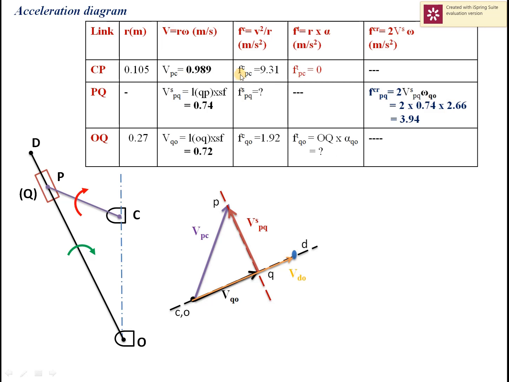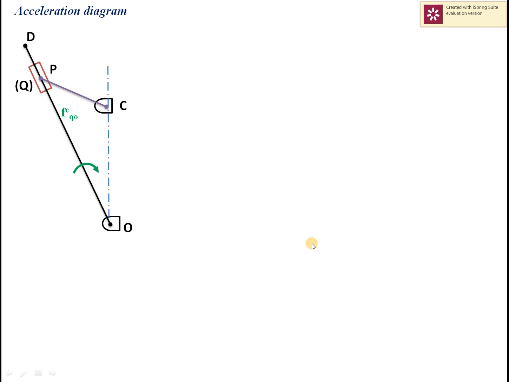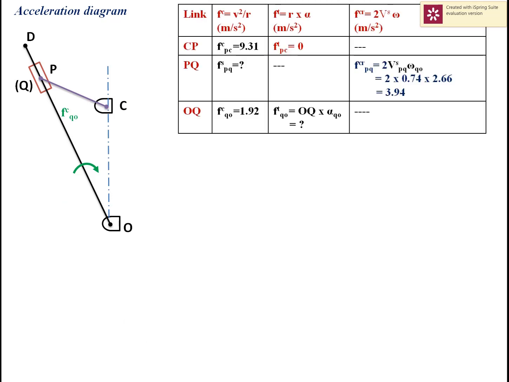So for link CP, we have two components of acceleration, FCPC and FTPC. For link PQ, we have two components of acceleration, FCRPQ and FSPQ. And for link OQ, we have two components of acceleration, FCQO and FTQO. So in the acceleration diagram, we will plot these vectors to find out the unknown accelerations. So this is the required data which we will use to plot the acceleration vectors in the acceleration diagram.